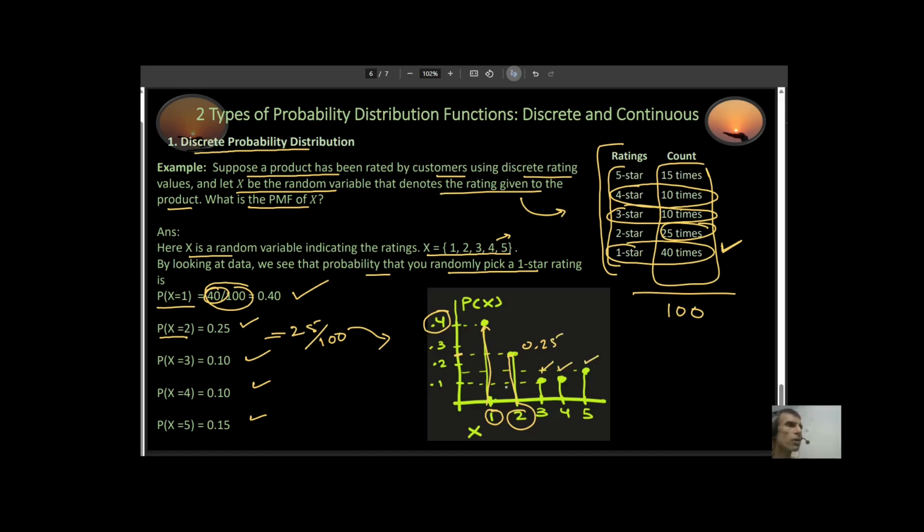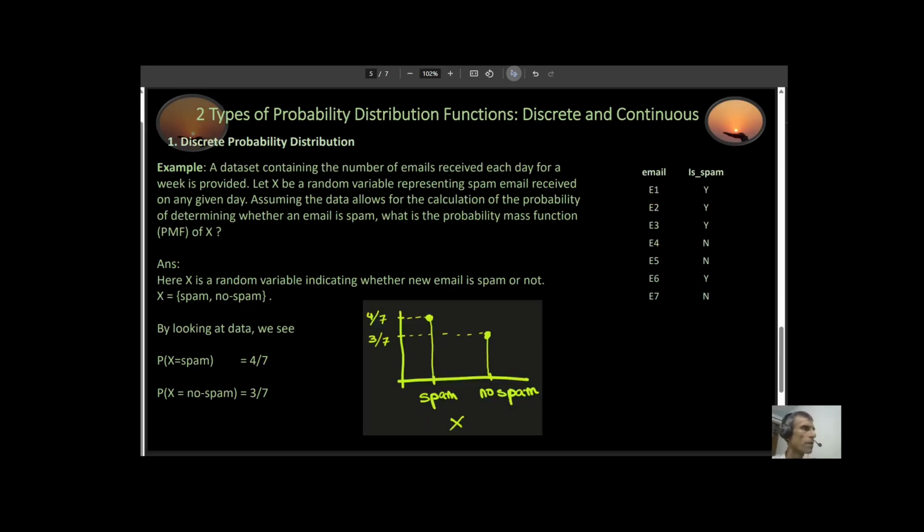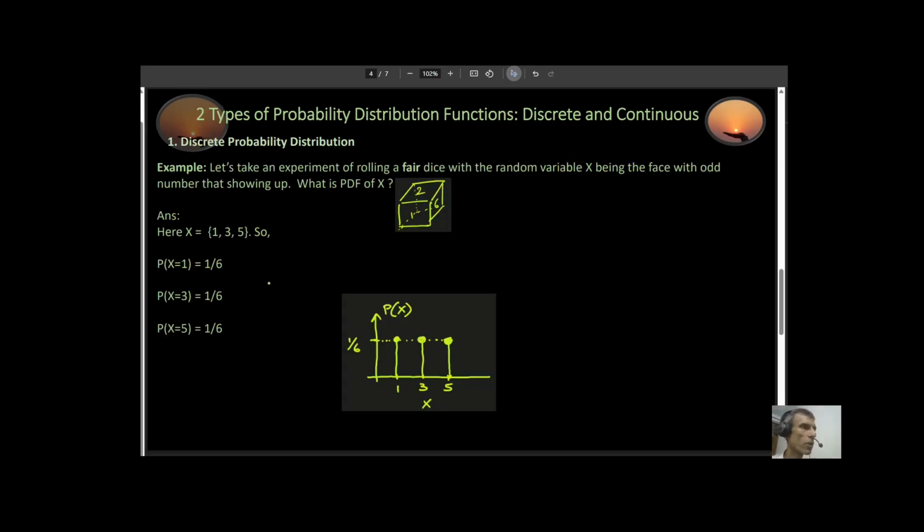So now you know how to plot these points. Now you understand what a PMF is and how to find the PMF. I showed you three examples. This was one example, this was another one. This one is an example from the email, and this example is from rolling a dice.